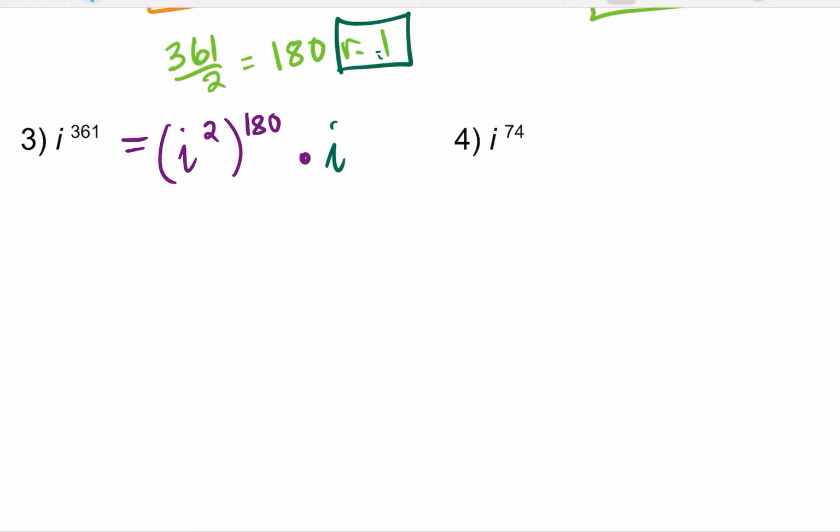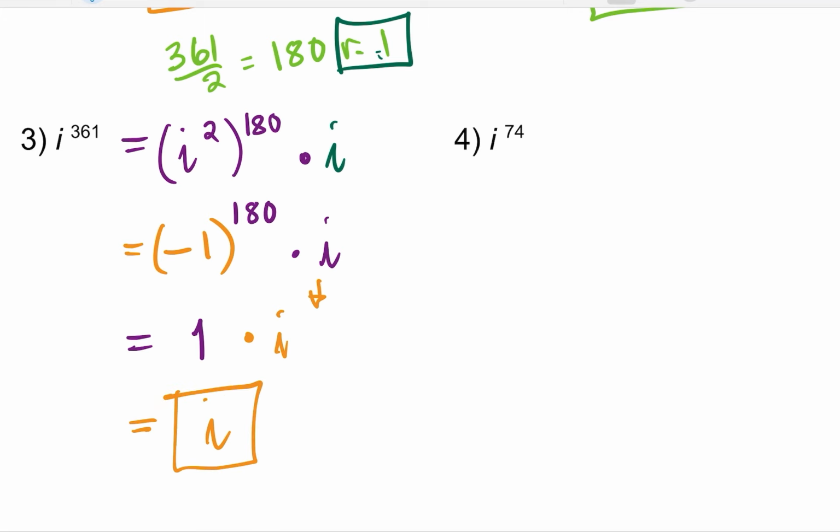Now, i squared is equal to -1, which we have already established, hopefully, at this time. We're going to drop 180 as an exponent, and dropping that i as well. So using our calculator, -1 to the power 180 should give you +1. And then we drop the i, which is this i right here, times positive 1. And so the answer is going to be positive i.